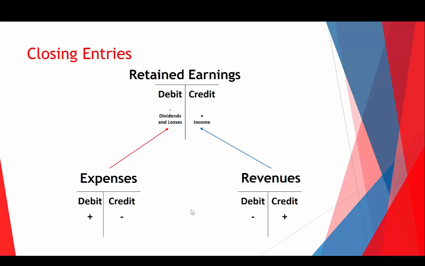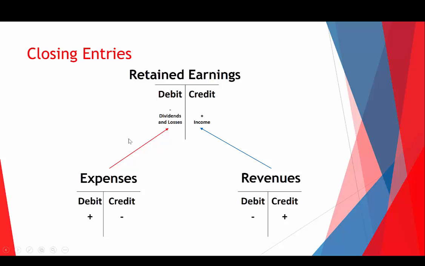And so one last thing before we get into the example here. You see on the screen, revenues have a credit balance, and you know that by now. So in order to close them out, we're going to have to debit our revenues and then credit retained earnings, which, as you see, will increase retained earnings. And expenses are the exact opposite. With that normal debit balance, we're going to go ahead and credit expenses in order to basically get it down to zero, which means we have to debit retained earnings to decrease our retained earnings.